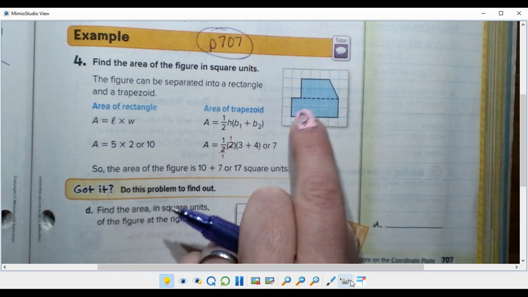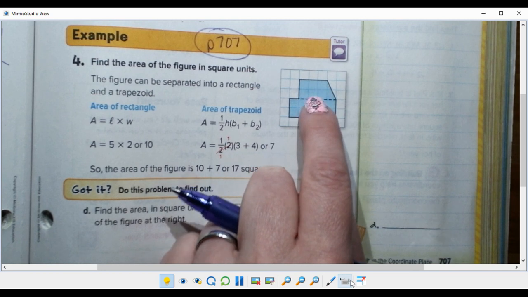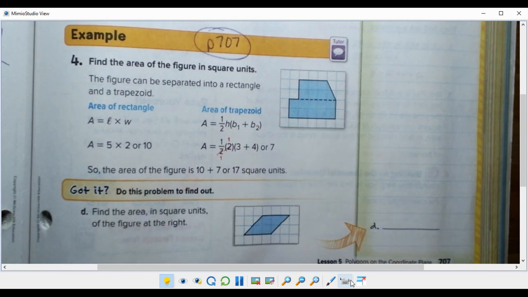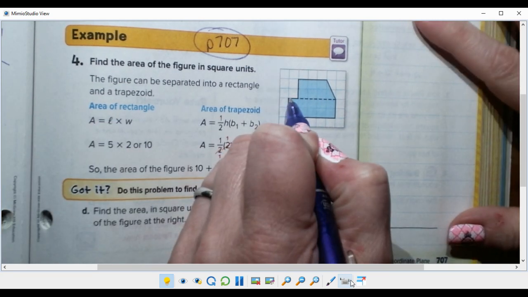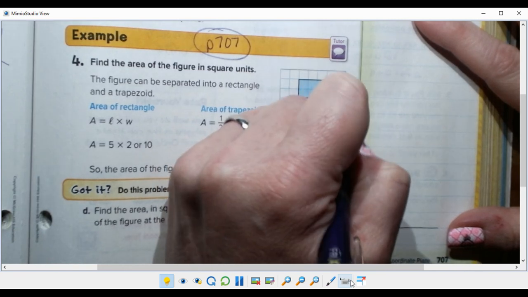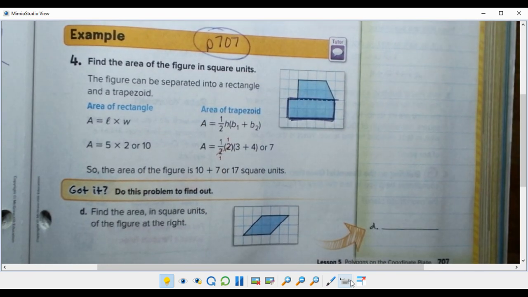So you see the bottom shape is a rectangle, length times width, and the top shape is a trapezoid, 1/2 height times base 1 plus base 2. We have to find the numbers for our sides. We can do that by counting. So I'll do the rectangle in purple, which probably doesn't look so purple to you. It's just kind of a darker pen color.